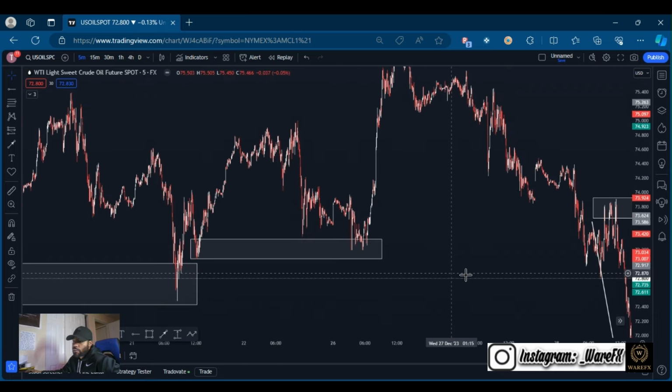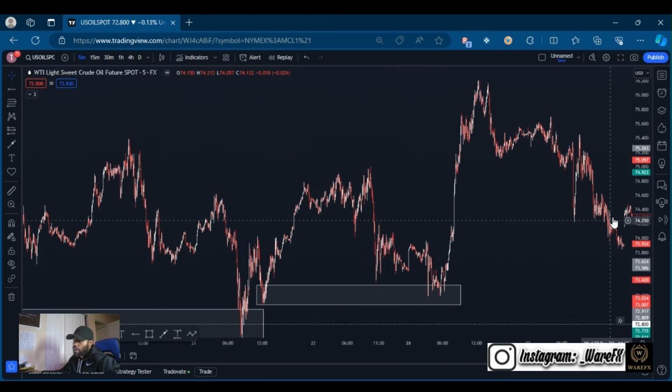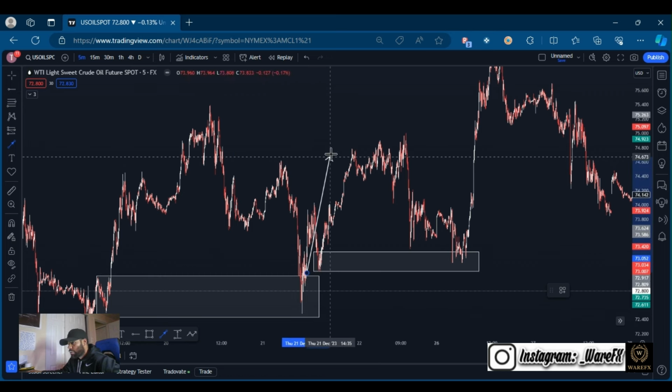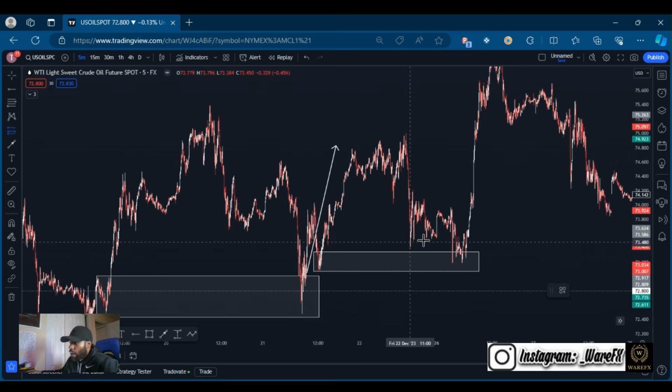All right, here we go. We have two demands. Let's break down this one first. All right, so a demand. A demand is the opposite of a supply. So in a demand, we have heavy buying. So buying started from this area right here. It consolidated for a little bit, came back down to our zone. Our zone is where the demand started at. So demand started right here. Boom. Price came back to this area. Now we're getting in for a buy.